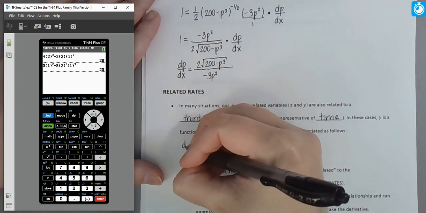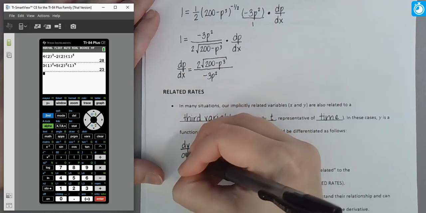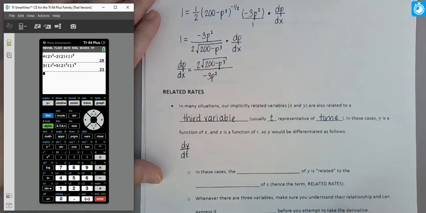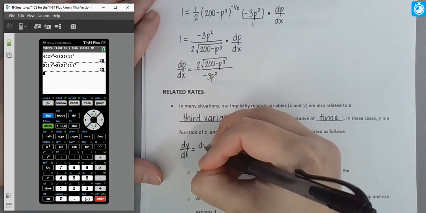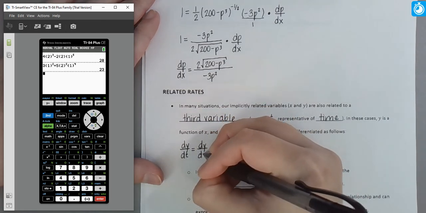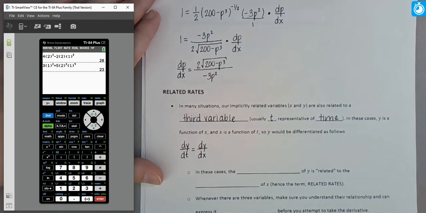If we want the derivative of y with respect to that third variable t, in other words, we want to know how is y changing with respect to time? What is the rate of change of y with respect to time? Well, y originally is a function of x. So just like with the implicit differentiation problems, we have to think of it that way. It's not just a variable, it's a function of x. So we have to take the derivative of y with respect to x.